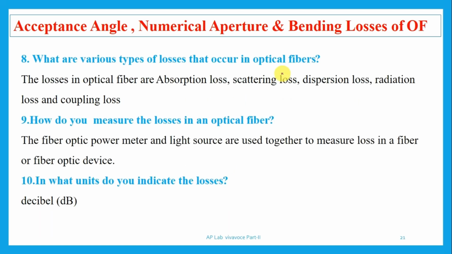Then what are the various types of losses that occur in optical fibers? Previously we saw the images. There are different types of losses: absorption loss, scattering loss, dispersion loss, radiation loss, coupling loss, bending loss. Then there may be so many types of losses. We cannot completely make it zero, but if we take care properly, we can minimize them. How do you measure the losses in optical fiber? Optical power meters and light sources are used together to measure loss in a fiber. Then in what units do you indicate the losses? Basically losses are indicated in decibels.